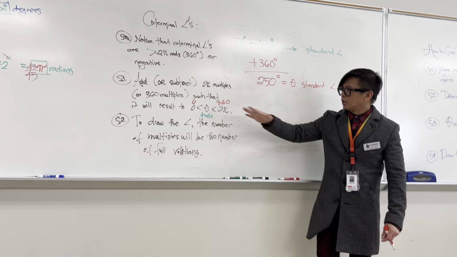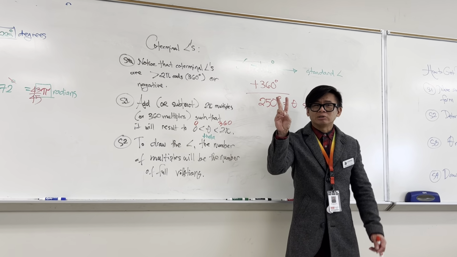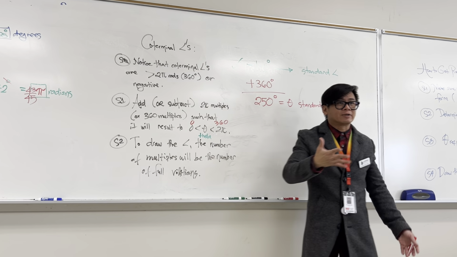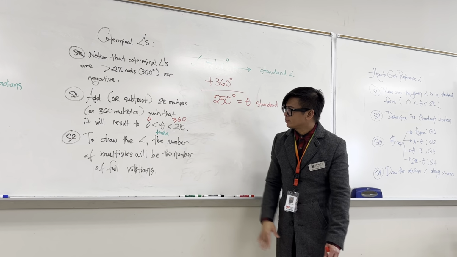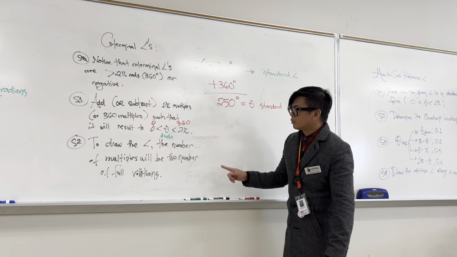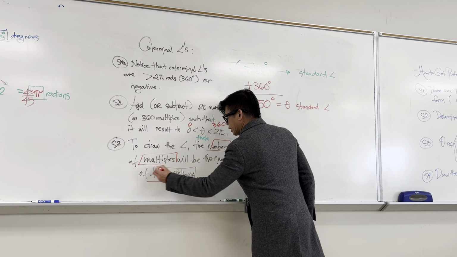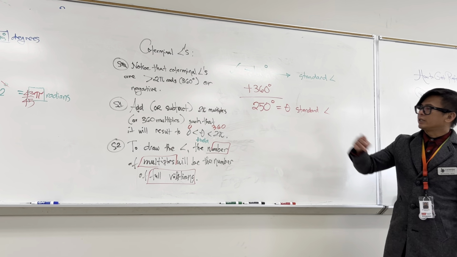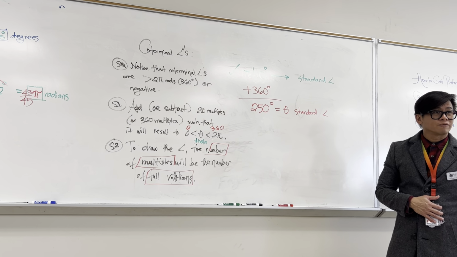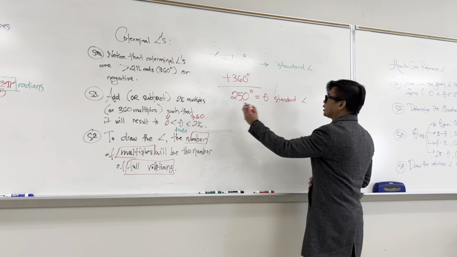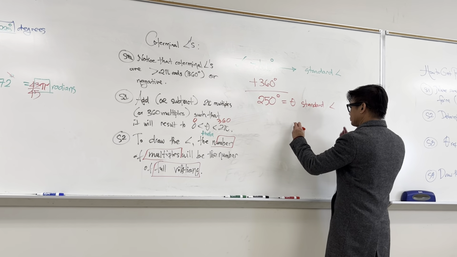Okay, next. Let's read step number 2. In short, how to visualize. Go ahead, step 2. To draw the angle, the number of multiples will be the number of full rotations. So the number of multiples in there is the number of full rotations. So for that negative 110 degrees, here it is.